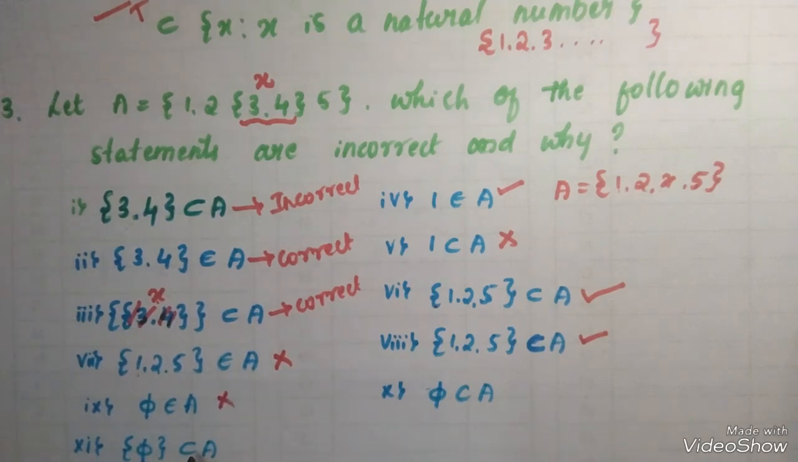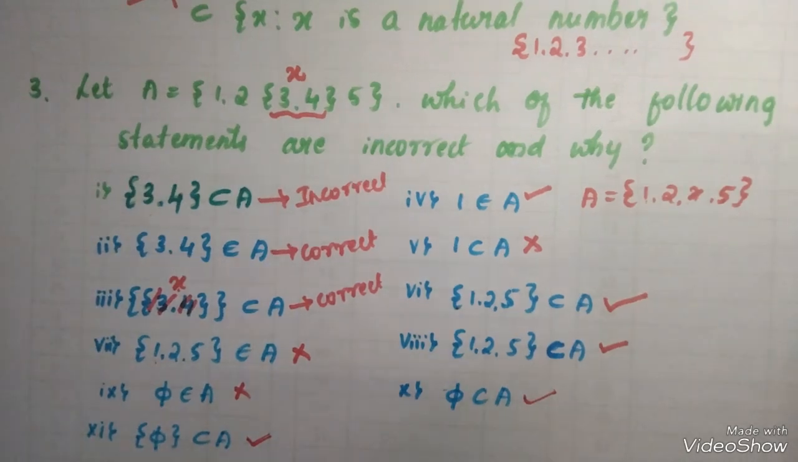Here null set is subset of A. Okay, it is true, because every set has a null set. Okay, there is no element, there is no set in the set. Null set is always a subset of every set. Again, here the element null set is subset of A. Yes, this is also a correct statement.